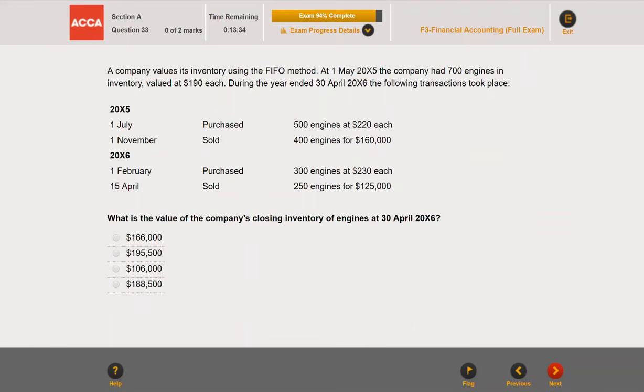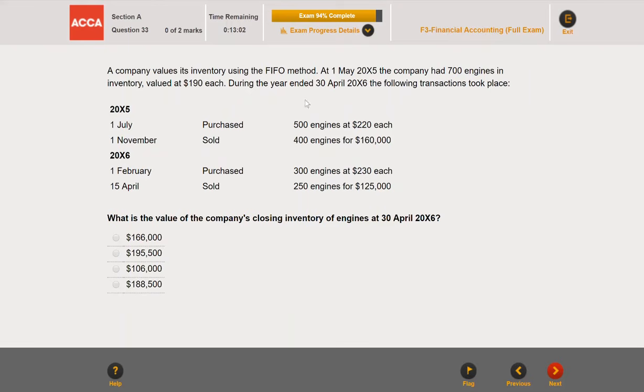What is the value of company's closing inventory of engines at 30th April 2016? A company values its inventory using FIFO method at 1st May 2015. The company had 700 opening balance. So this is opening, valued at 190 each. During the year ended 30th April 2016, the following transaction took place. We purchased, and then we sold, and then we purchased, and then we sold. So dates are in sequence, so no problem.